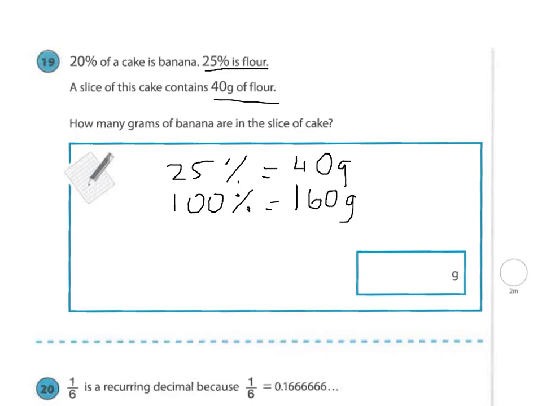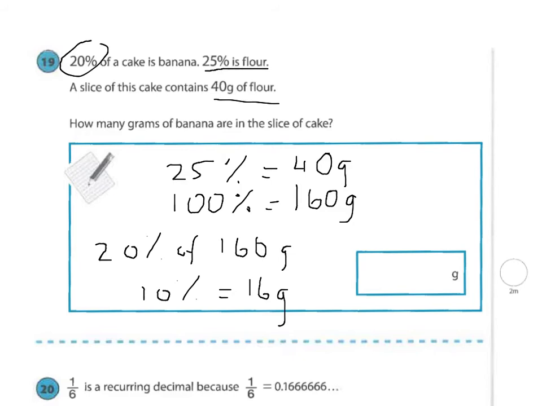Now, the question is how many grams of banana are in the cake? What we know about that is that it's 20%. So what I've got to do is find 20% of the 160 grams. Well, I know 10% would be 16 grams, and therefore I can work out 20% by doubling this, so it would be 32 grams.